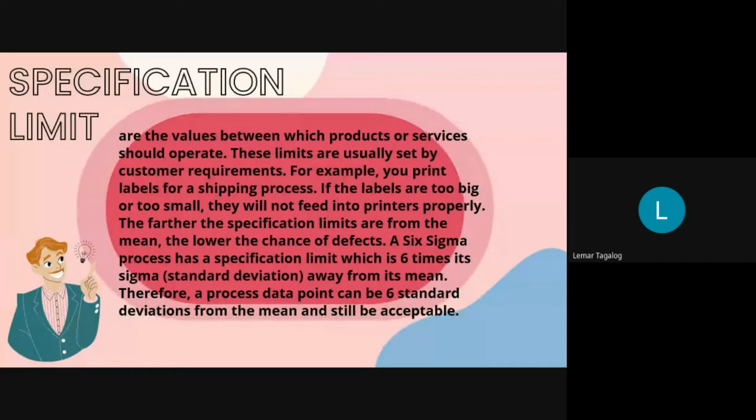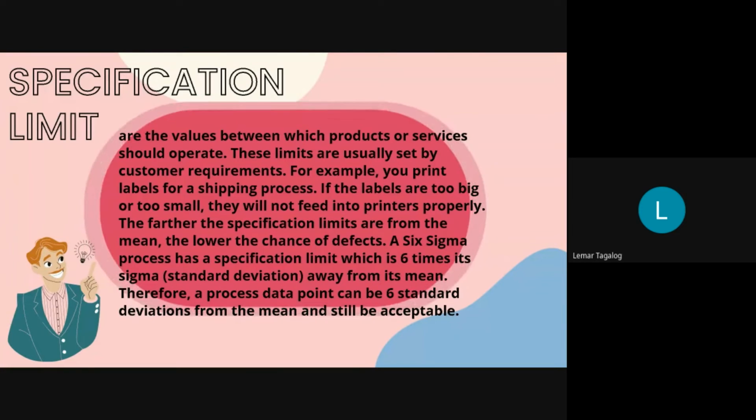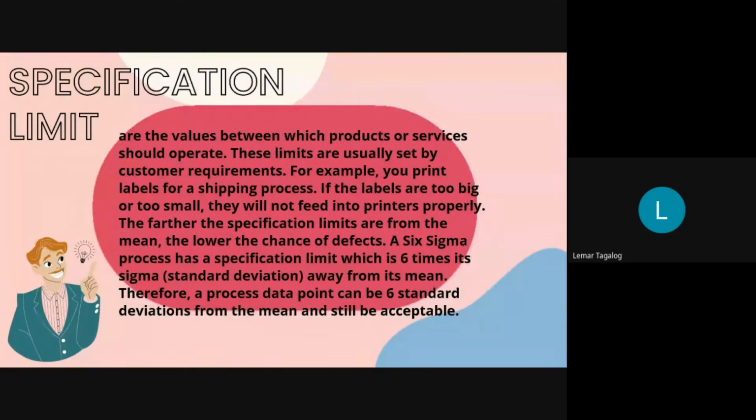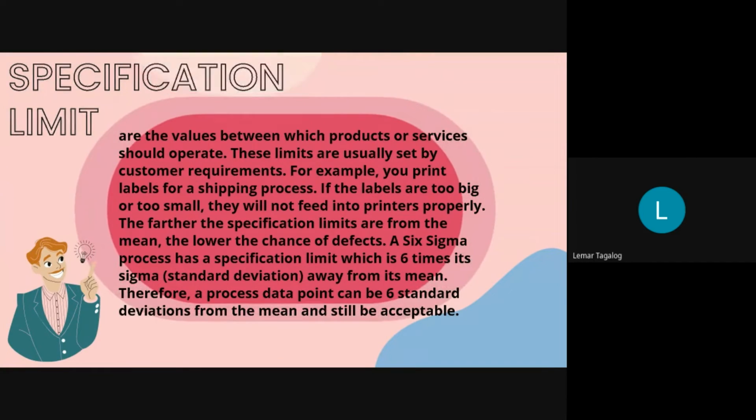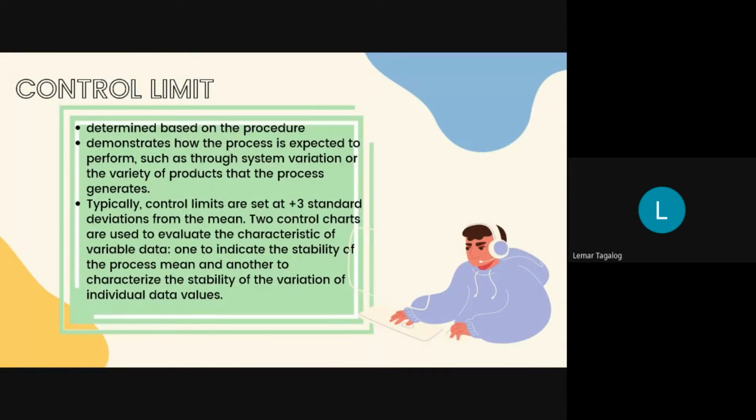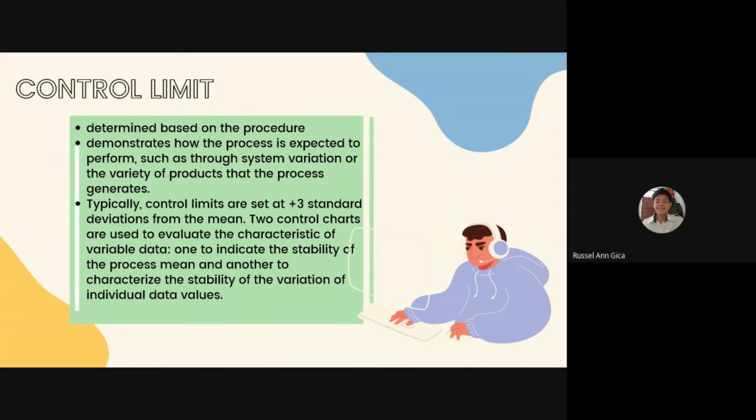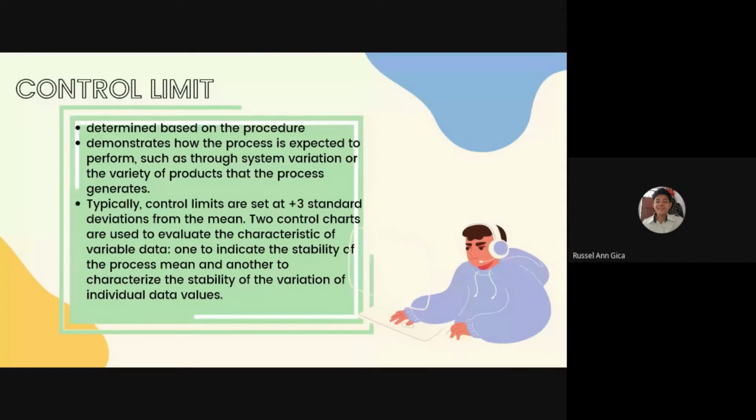Specification limits and control limits are used for different purposes. Control limits let you assess whether your process is stable. Specification limits allow you to assess how capable your process is of meeting customer requirements. Next is control limit, determined based on the procedure, which demonstrates how the process is expected to perform, such as through system variation or the variety of products that the process generates. Typically, control limits are set at plus or minus 3 standard deviations from the mean.